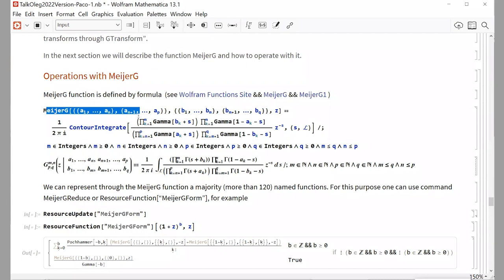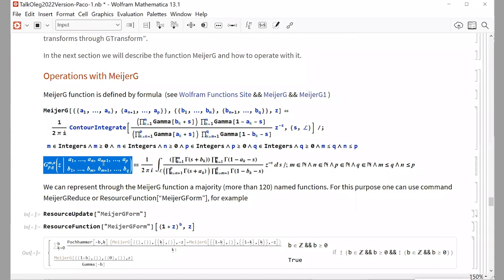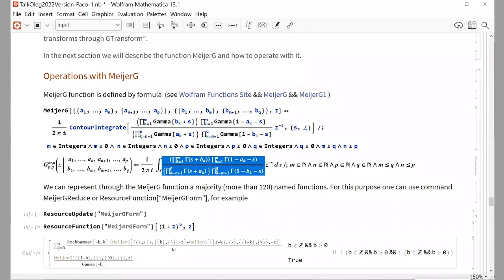So in this MeijerGForm, we can write functions. It was tested with 100,000 cases. We have such a huge test collection. The Meijer function itself in traditional form has such notation and can be written as an integral along a vertical line of a ratio of products of gamma functions. We can write an example which shows you these operations.